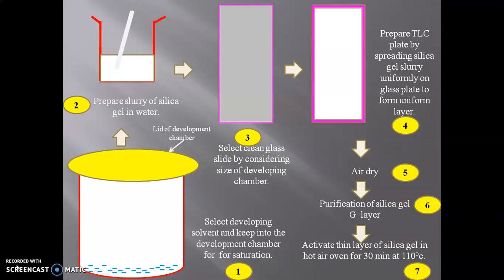After purification of the silica gel layer, activate the thin layer of silica gel, or TLC plate, in a hot air oven maintained at 110 degrees Celsius for 30 minutes. The purpose of the activation of the TLC plate is to get the active layer and to remove, as completely as possible, the liquid associated with the thin layer.